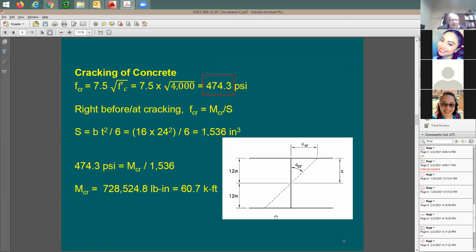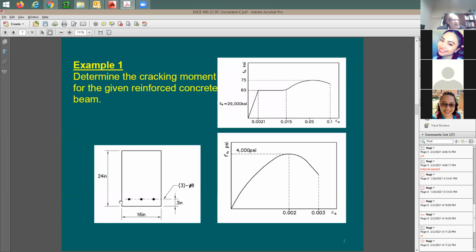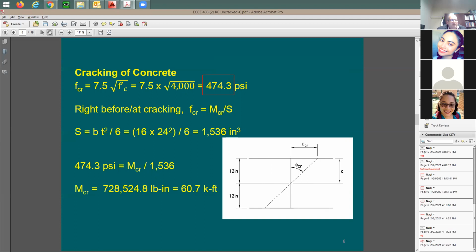Now, where's the neutral axis location? This is a 16 inch by 24 inch section. I'm going to go back here one slide. For 16 by 24, the neutral axis and the centroid are going to be right at the mid height, at 12 inches. This is why I chose the neutral axis to be right at the mid height. Stress on the top is going to be the same as stress on the bottom. And this c, which means one half of the depth of the section, is going to be equal to 12 inch.